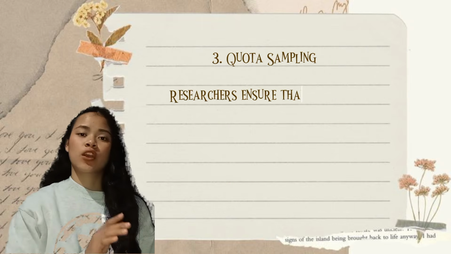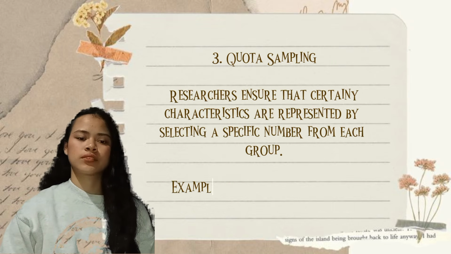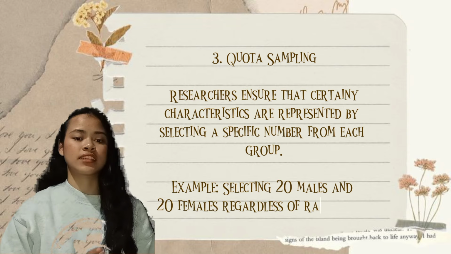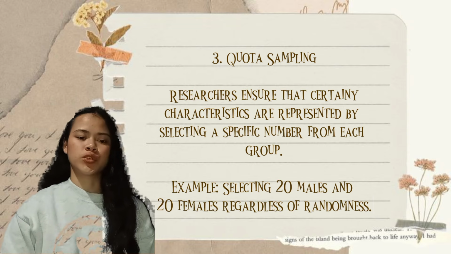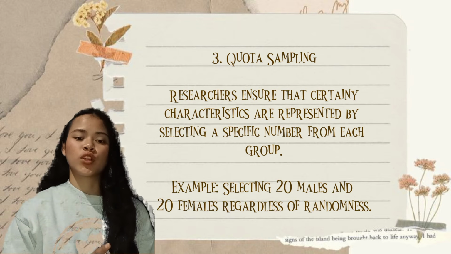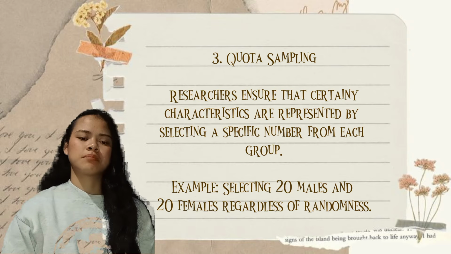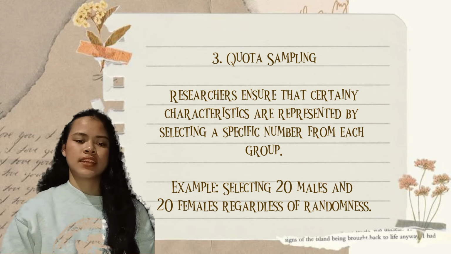The third one is quota sampling. Researchers ensure that certain characteristics are represented by selecting a specific number from each group. Example, selecting 20 males and 20 females regardless of randomness. Quota sampling is useful when demographics must be balanced in a study.